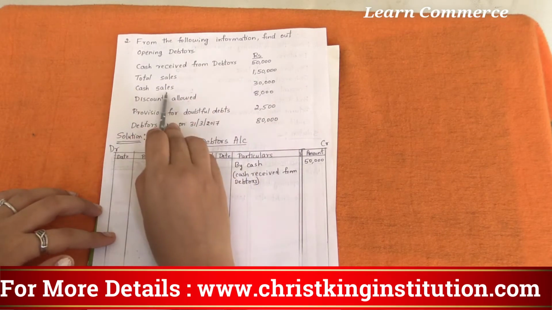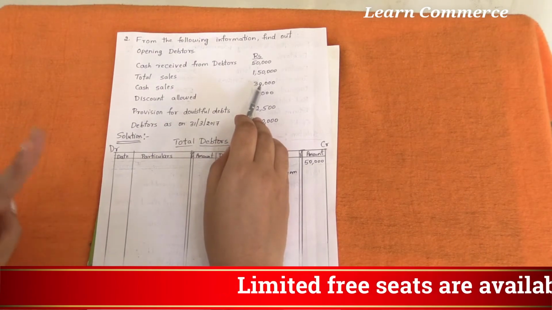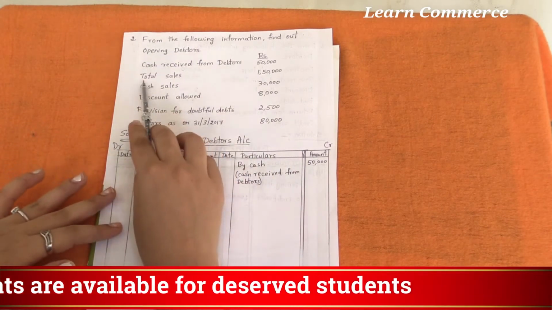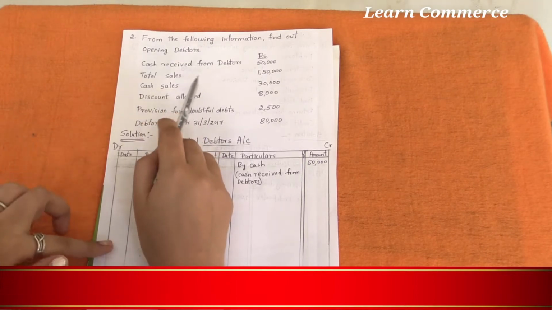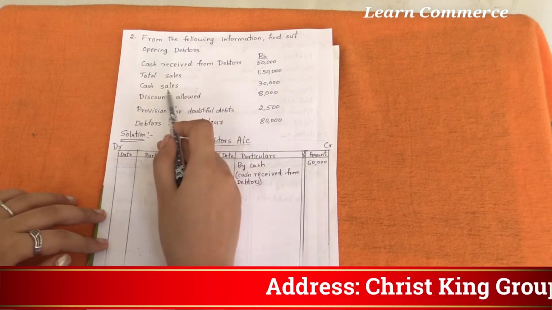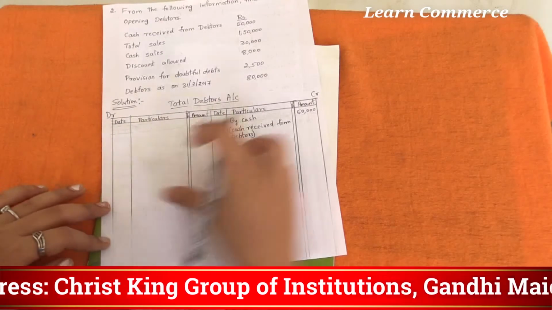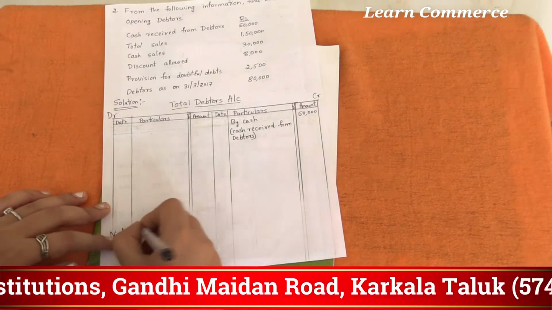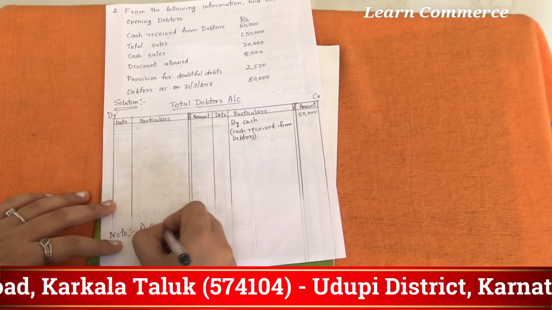Then total sales is given as 1,50,000, and cash sales is given as 30,000. But remember the format of the total debtors account. We do not write total sales or cash sales here. Here we should only make the entry of credit sales. That's why we have to find the credit sales from this information. So below this table, write a note. Note 1: we have to find out the credit sales.